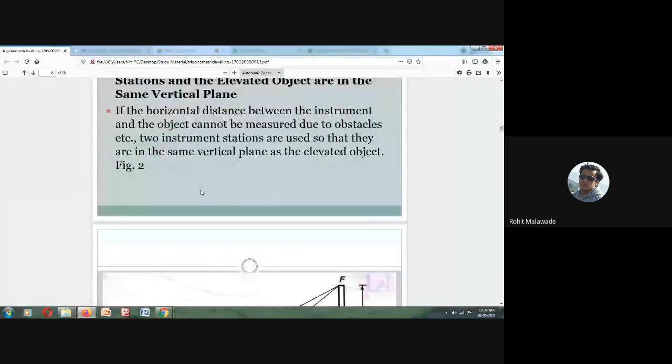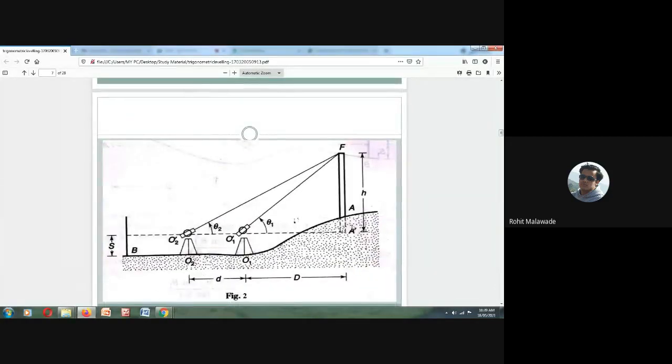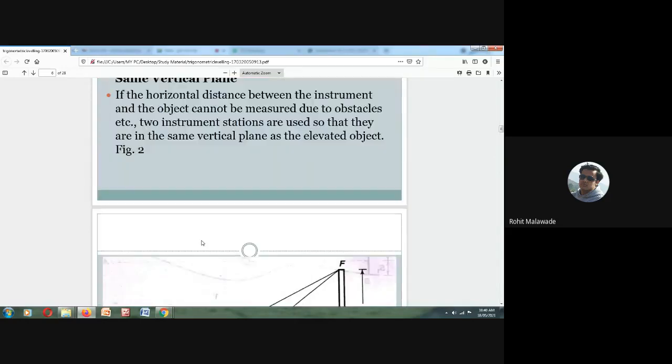Now, what is the meaning of this? We are going to measure this particular height, right? The height of this particular thing, when the base is not visible and the two points are in the same vertical plane. They are in the same vertical plane, and we are going to measure the angle.